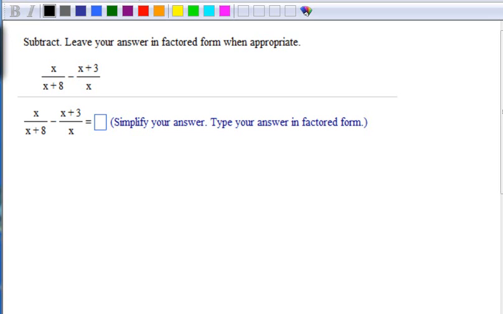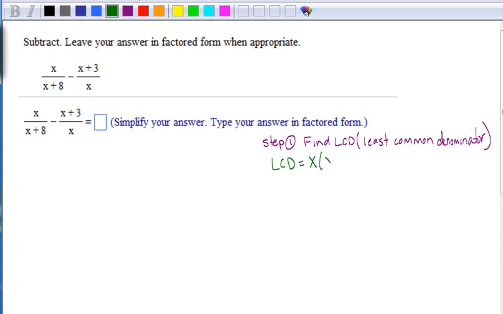To subtract two fractions with different denominators, you have to first find the least common denominator, the LCD. In this case, the LCD is a product of each factor in the denominator. So it's x times x plus 8. It is not just x plus 8. That's the first mistake students usually make.